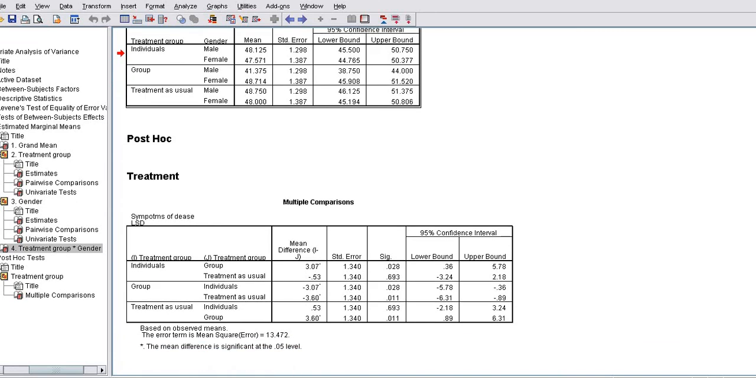Here are the multiple comparisons. Individuals to groups is less than 0.05, that is 0.028. So individuals and groups have a significant difference, and group and treatment as usual is also less than 0.05. Therefore, there is also a significant difference between group and treatment as usual. But treatment as usual and individuals are non-significant because the p-value is greater than 0.05.